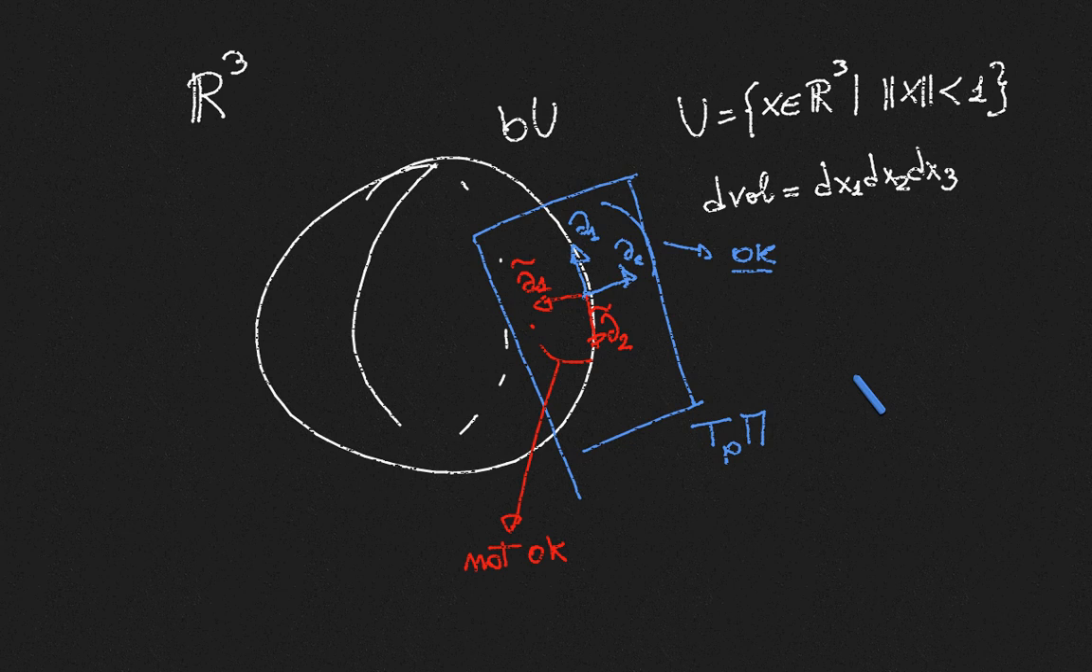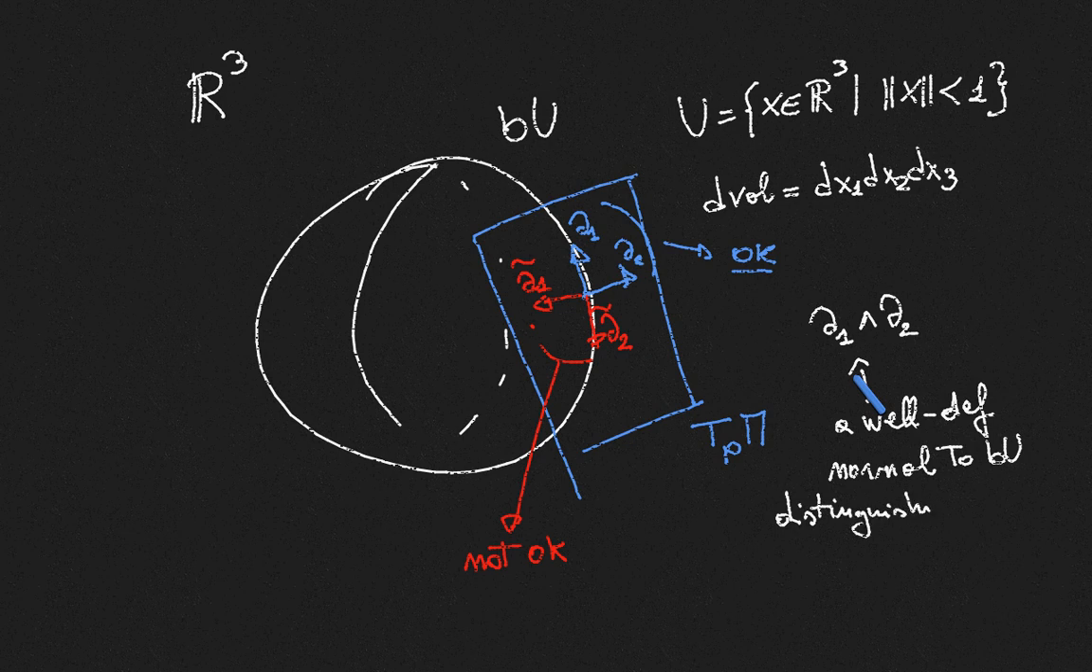So now, in R3, if you compute this vector product, it will give you a well-defined normal to the boundary of U, distinguishing U from R3 minus U. So this will always point, depending on the orientation you chose, inward or outward with respect to the boundary.